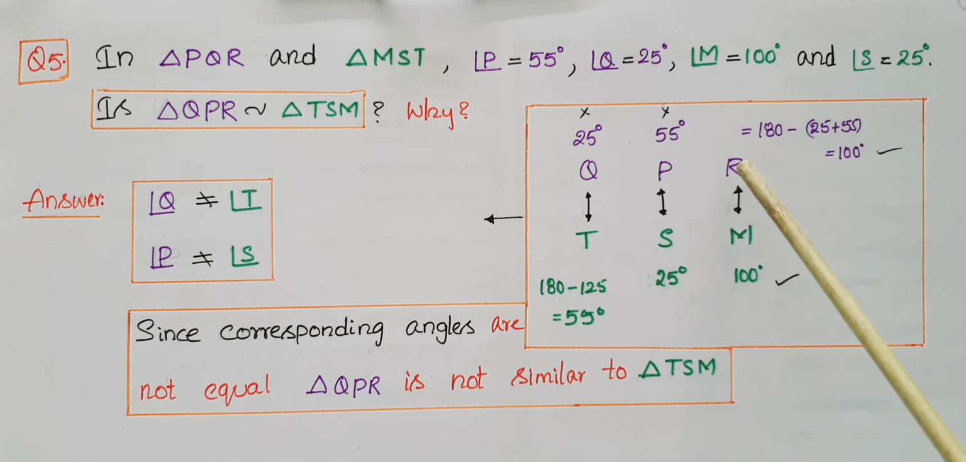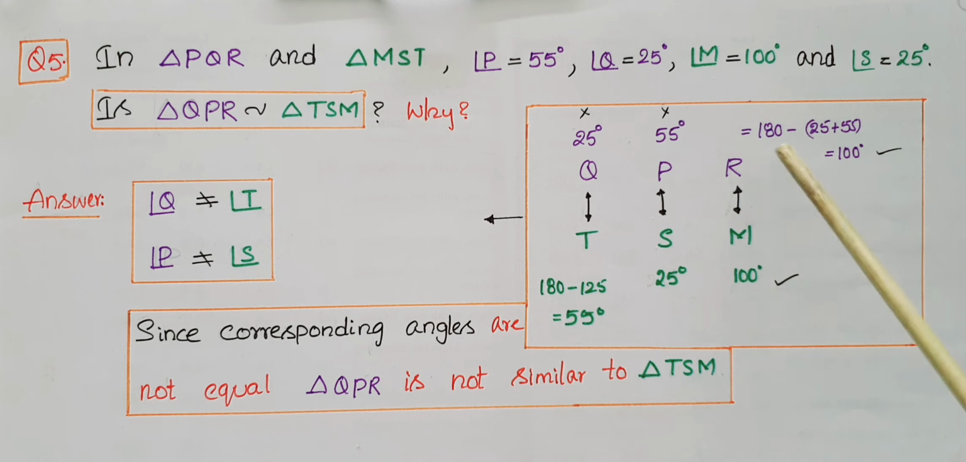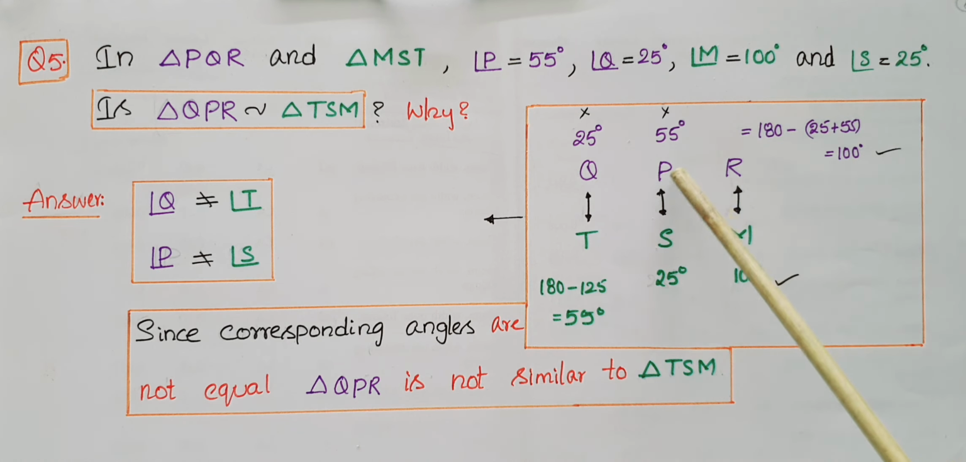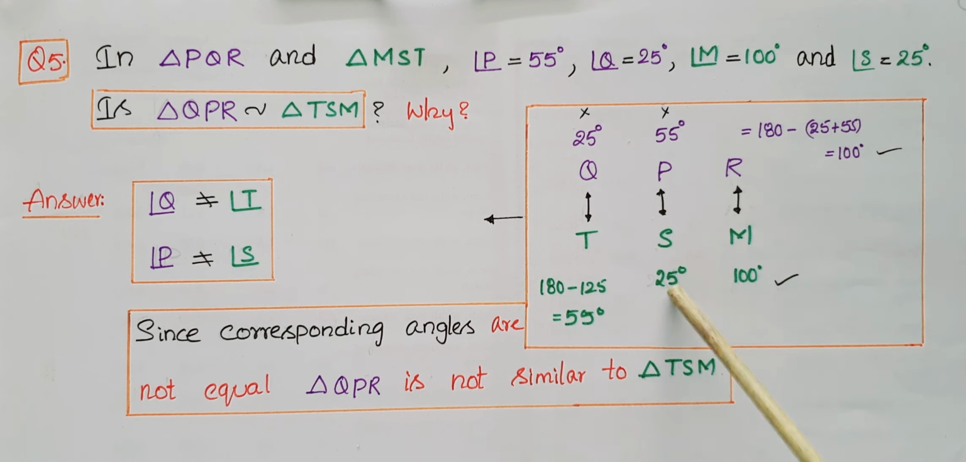Then check whether these two triangles are similar or not. For that, first see the corresponding angles here. Angle R is equal to angle M, that is correct, because here it is 100 degrees and this is also 100 degrees. And angle P is not equal to angle S because it is 55 and it is 25. And angle Q is not equal to angle T because it is 25 and angle T is 55. So these are not equal. Since the corresponding angles are not equal, triangle QPR is not similar to triangle TSM.